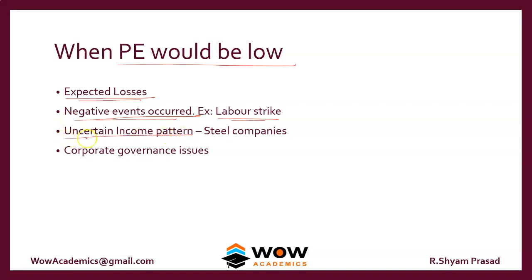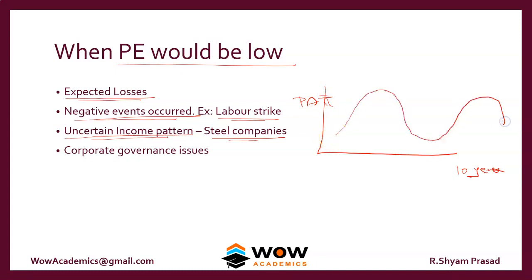If a company has an uncertain income pattern, for example, steel companies, if you compare two companies, for example, steel companies, over a period of like 10 years, this is the 10 years and this is their profit after tax. So steel companies will have a profit after tax like this, because in years of economic peak, the profit would go high. In terms of recession years, the profit would go down. So that's how it keeps on moving.